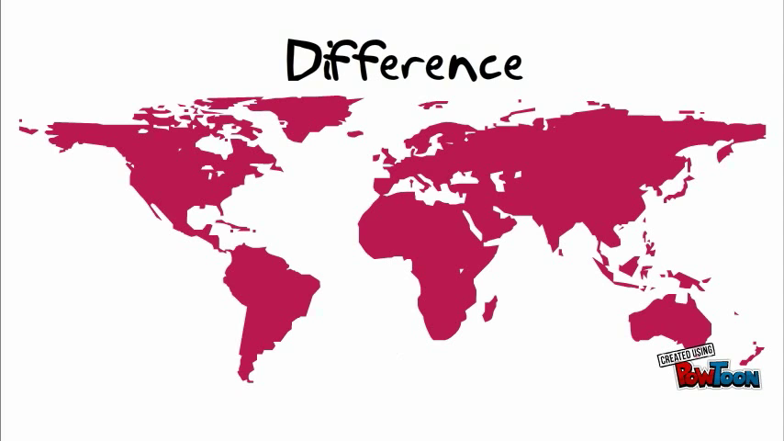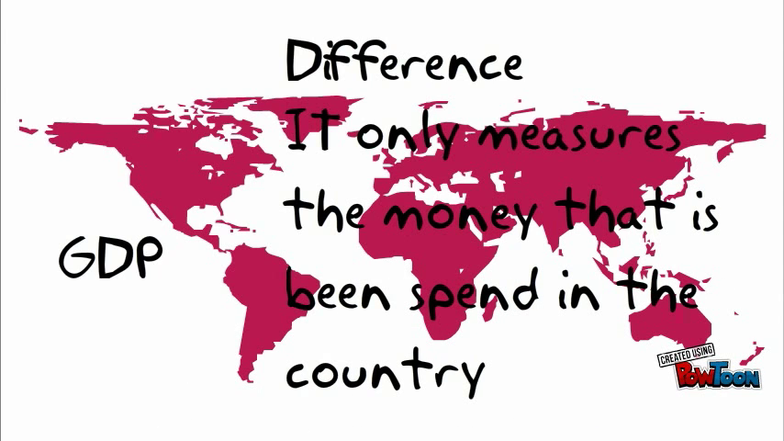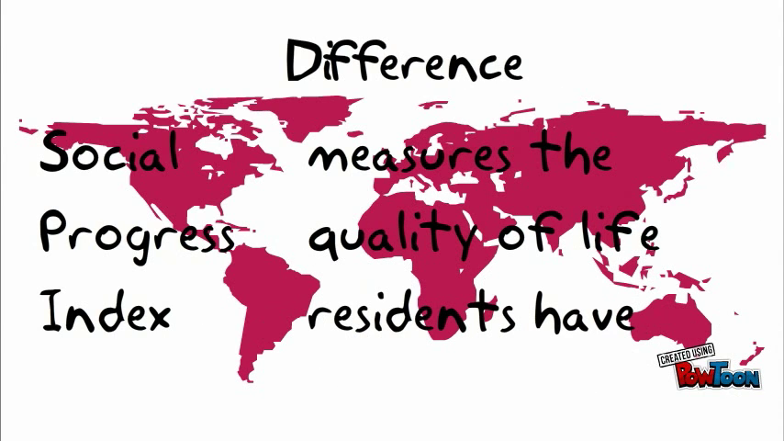The main difference between these indicators is that GDP only measures the money that is being spent in the country, but this doesn't tell you what it is being spent on, like a prison or rebuilding something that a natural disaster might have destroyed. While the Social Progress Index measures the quality of life that residents have. Now, this is a better way to measure because it takes into account how society is really doing, and it might help in knowing how people are living their lives day to day.